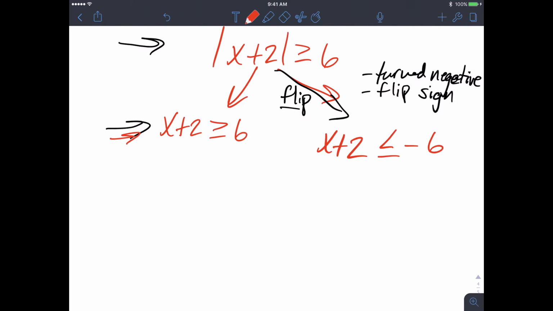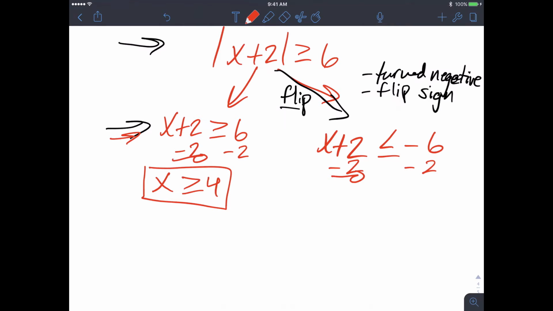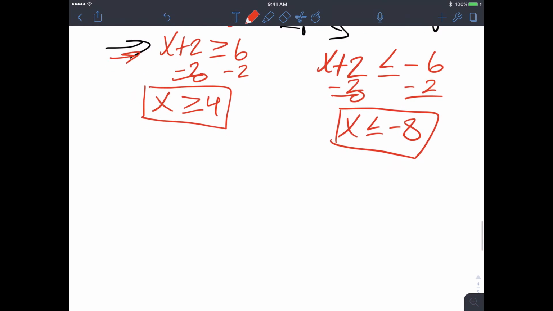So to start over here, let's subtract 2 from both sides. x, and this is 0. x is greater than or equal to 4. And we'll go here. We subtract 2 from both sides. You're going to get x less than or equal to negative 6. Take away another 2 is negative 8. Alright? x is less than or equal to negative 8.